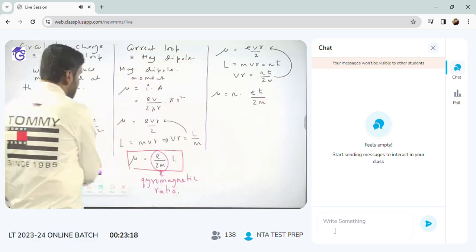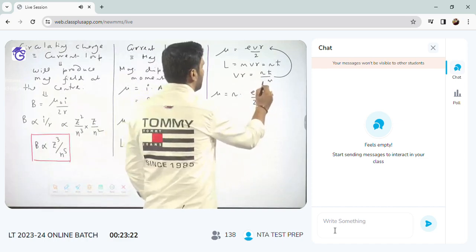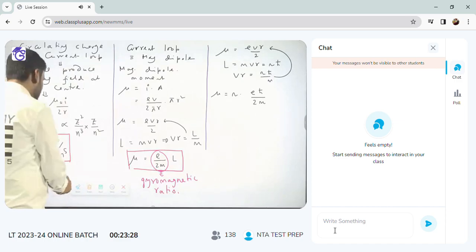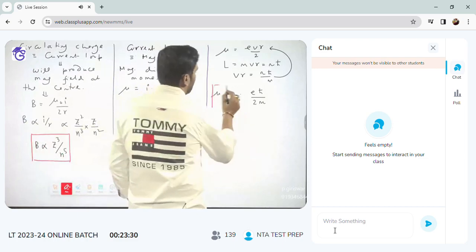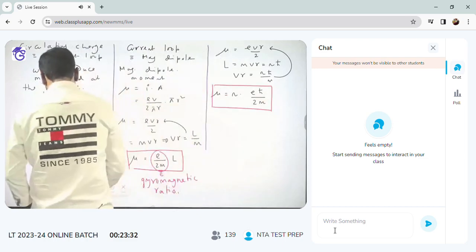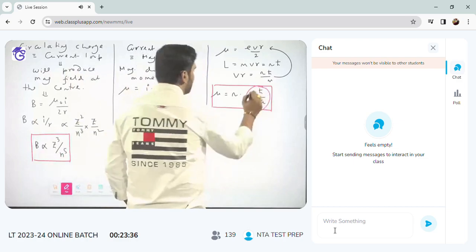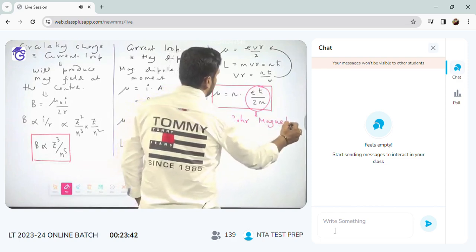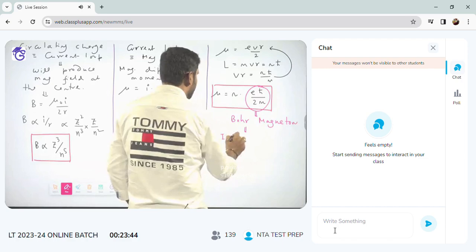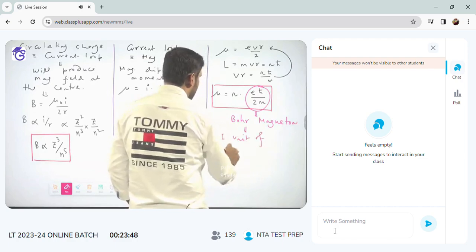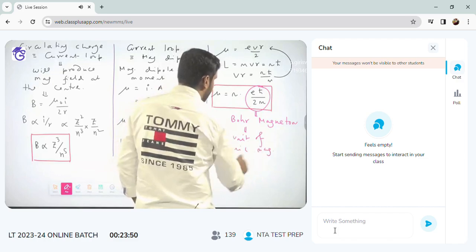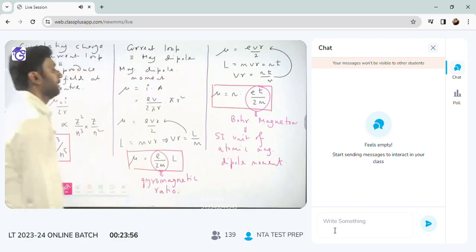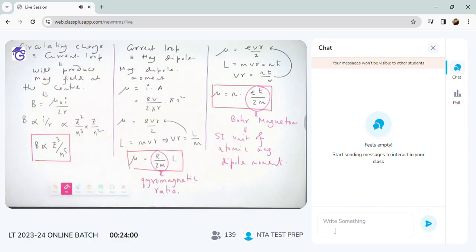Sorry, this is NH cut by M. So mu will become N into EH cut by 2M. Now when you look at this quantity, this is significant also, because this particular term EH cut by 2M is called Bohr magneton. What is this? This is the SI unit of atomic magnetic dipole moment. Bohr magneton. EH cut by 2M is called Bohr magneton.